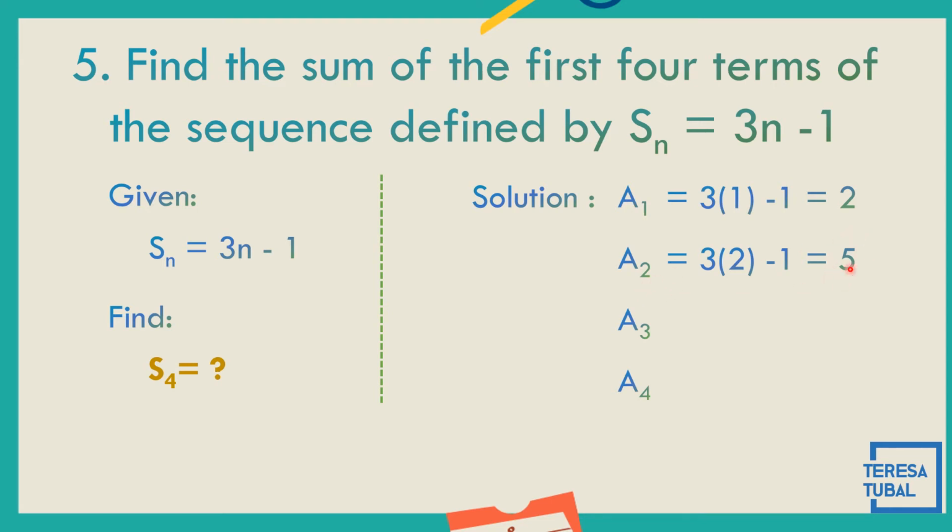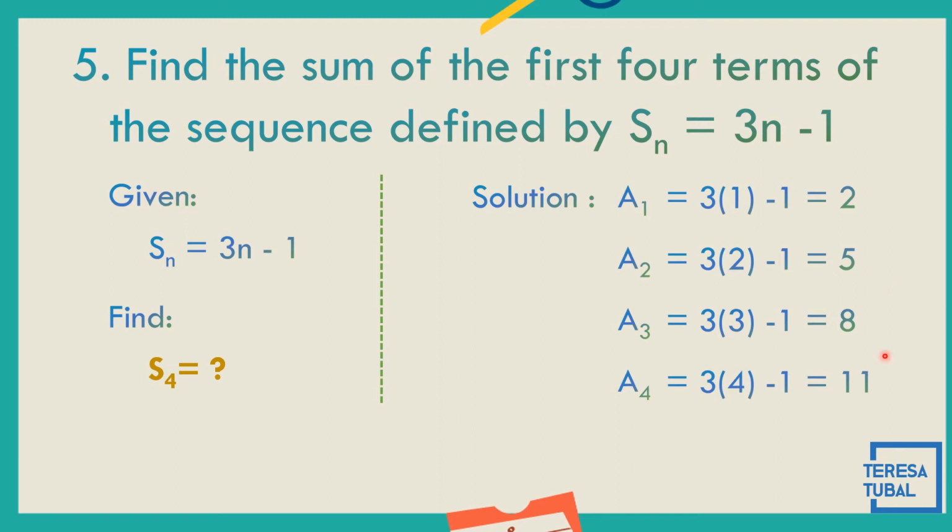So this is our second term. Our third term, that is replace n by 3. So 3 times 3 minus 1. 3 times 3, that is 9, minus 1, that is equal to 8. Our fourth term, that is 4. So 3 times 4, 12 minus 1, that is 11.